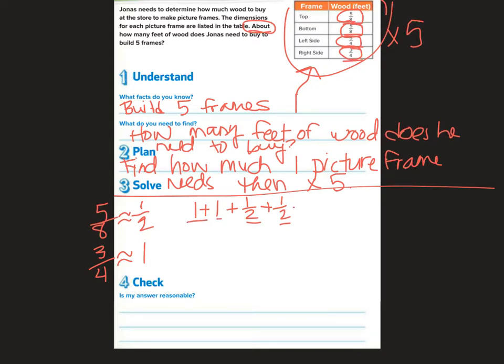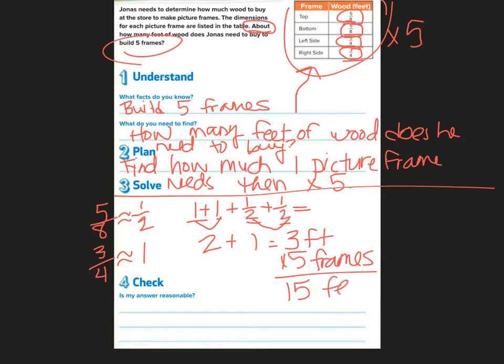Okay, so if I add these together, I would get 2 and 1/2 plus 1/2. If I have half a banana and you have half a banana, together we have 1 whole banana. So it's going to equal about 3 feet. That's how much one picture frame needs. But what did the question ask us? 5 frames. So I need to take 3 times 5 frames to get a total of 15 feet is how much wood he needs to build 5 frames.